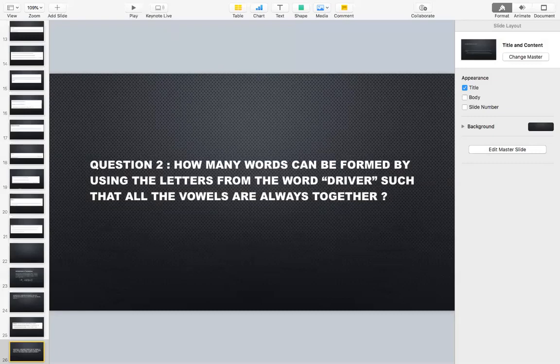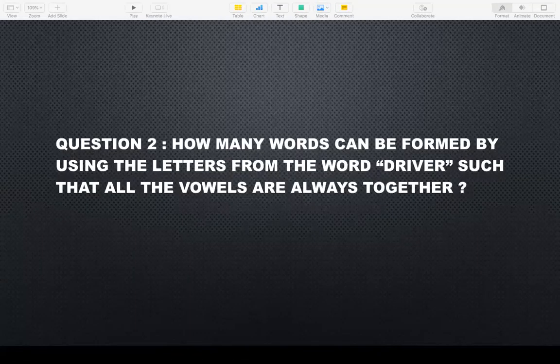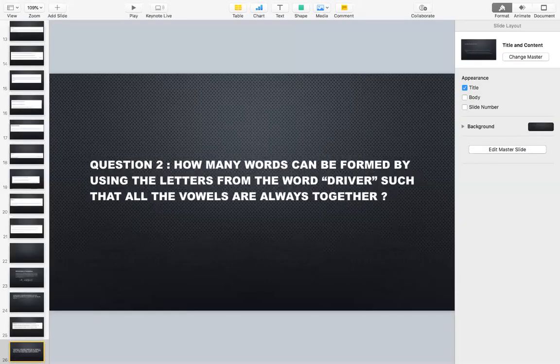So the second question: how many words can be formed by using the letters from the word DRIVER such that all vowels are always together? Now see, people will start answering 6P2. But what is the meaning of 6P2? 6P2 means from 6 different items, we are going to arrange only 2 items. That is the meaning of 6P2.